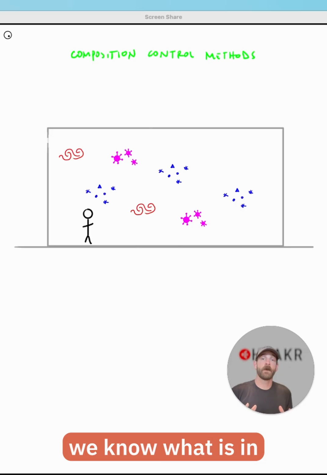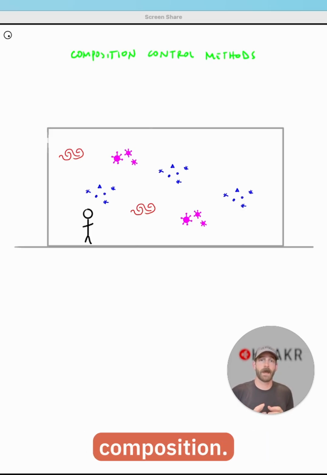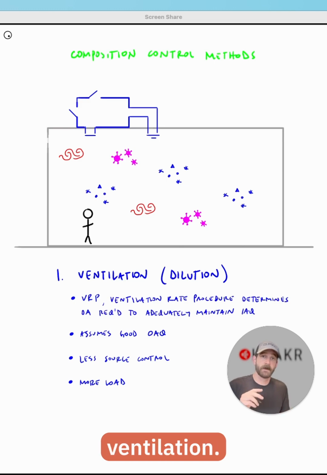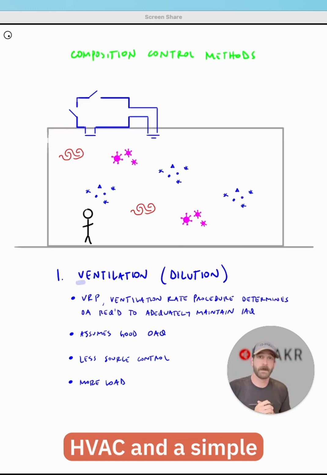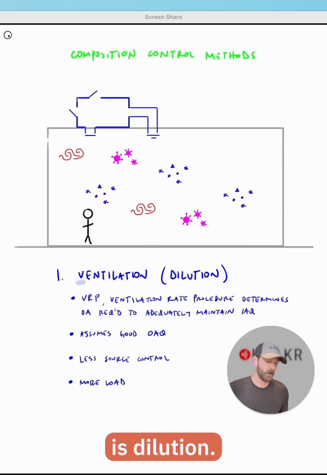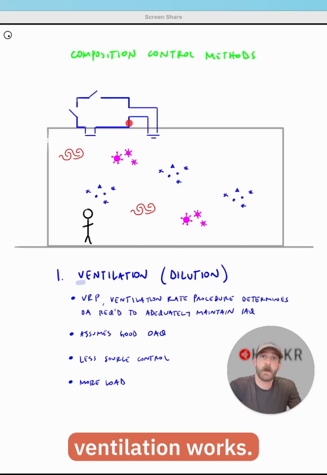All right, now that we know what is in the air, let's go over the two primary methods for controlling air composition. The first method is ventilation. This is the V in HVAC. A simple way to think of this is dilution. We're pumping in a bunch of fresh outside air so that we can dilute the space and reduce the ratio of contaminants. So here's how ventilation works.